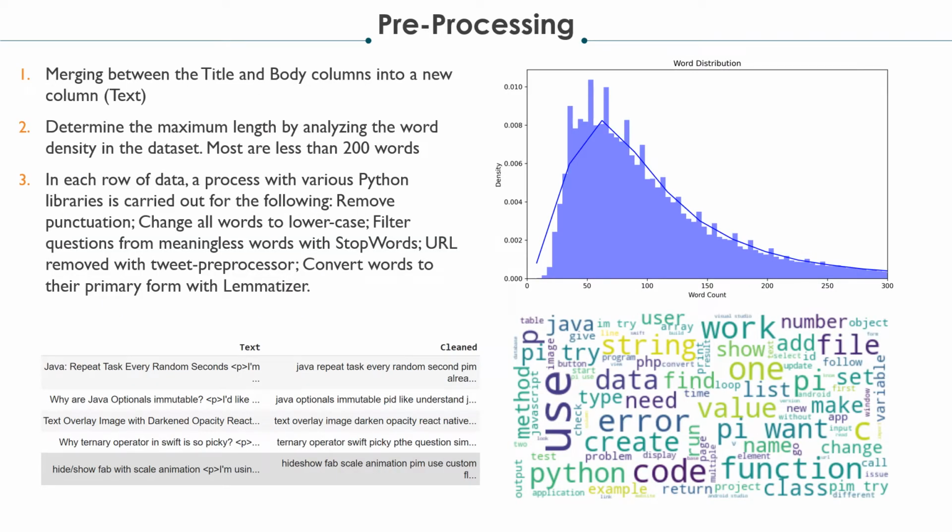Pre-processing steps include merging the title and body columns into a new column. Determine the maximum length by analyzing the word density in the dataset. Remove punctuation, change all words to lowercase, filter questions from meaningless words with stop words, remove URLs with tweet preprocessor, and convert words to their primary form with a lemmatizer.